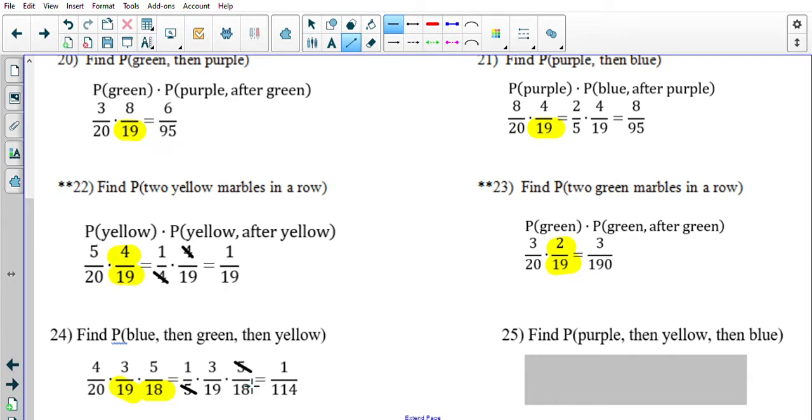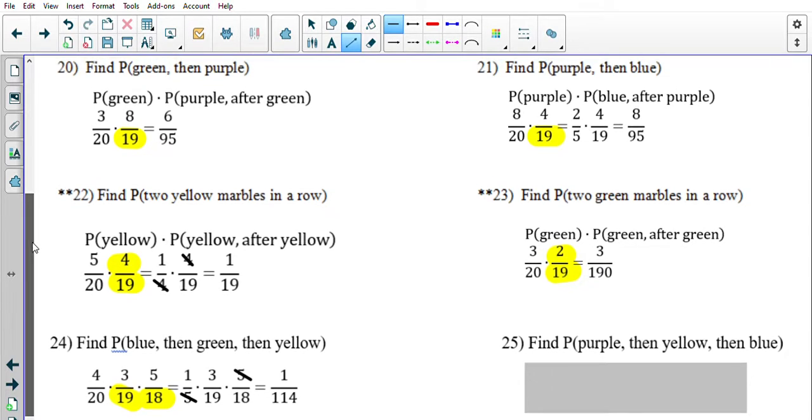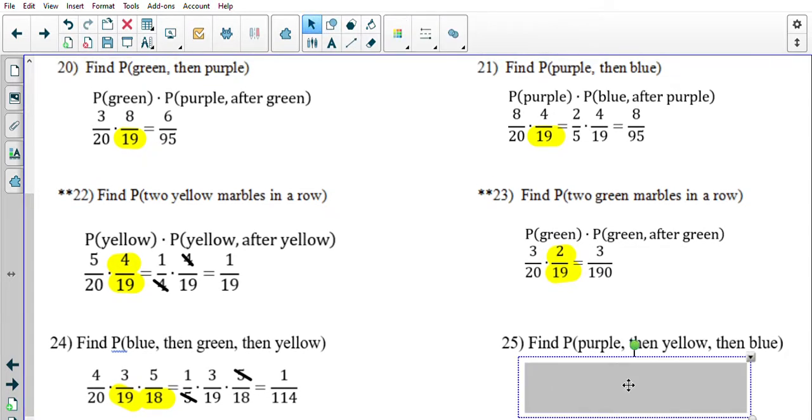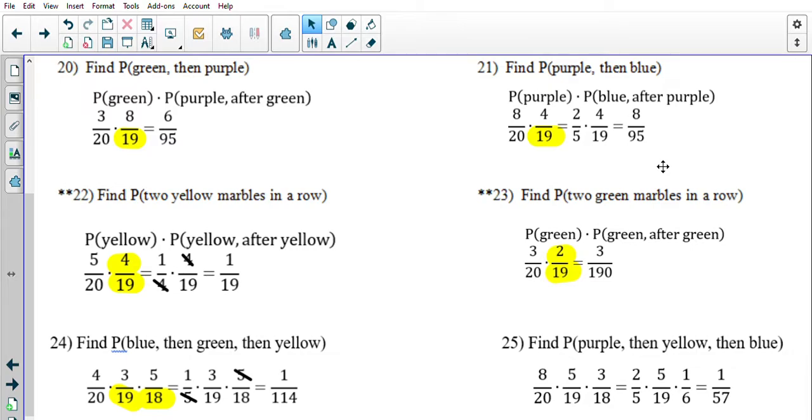Finally, number 25, find the probability of purple, then yellow, then blue. So for purple, this is going to be 8 out of 20.